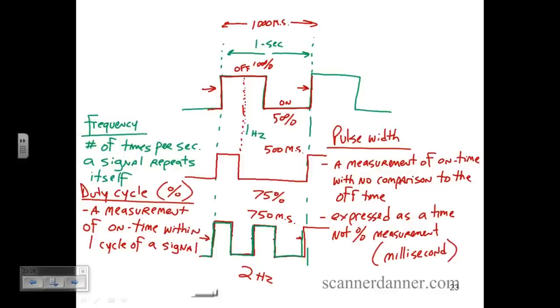And easy math here, really. It's 50% duty cycle still, because your duty cycle percentage is a measurement of on time within one cycle of the signal. It's a 50% duty cycle, but it's only a 250 millisecond pulse width. If you do the math, you split these up. These are in quarters here, aren't they? So 250, 250, 250, 250 makes 1,000, doesn't it? I have 250 milliseconds of on time. So there is a difference between pulse width and duty cycle.